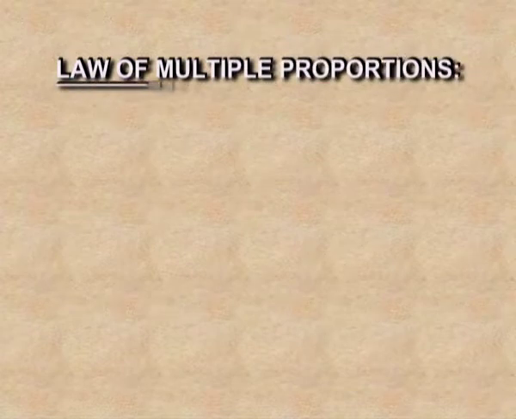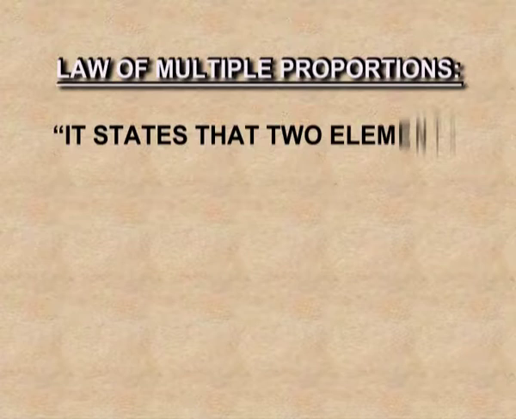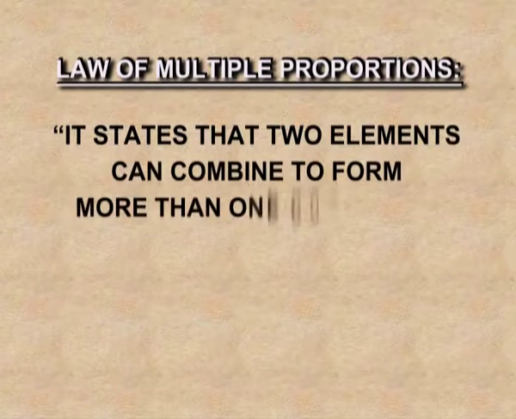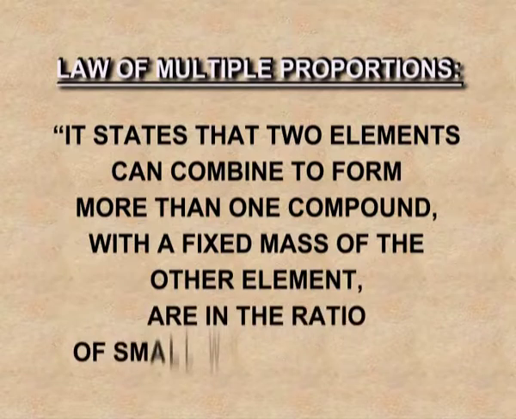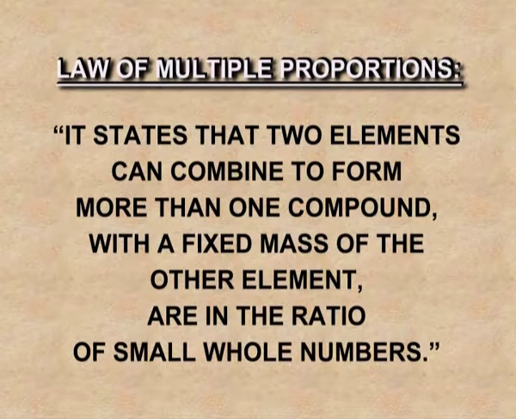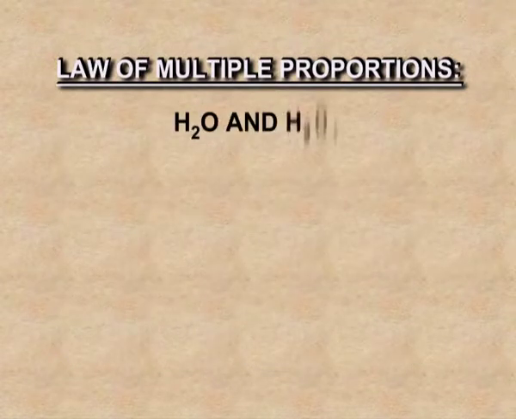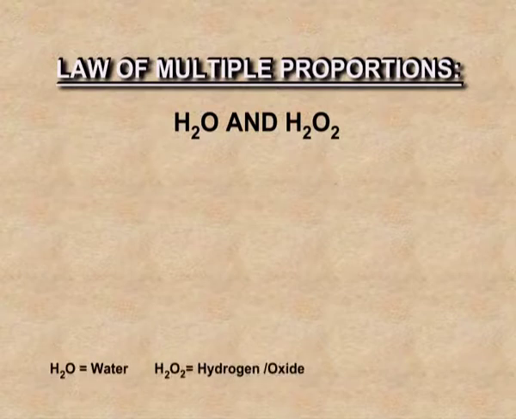The third law, the law of multiple proportions. It states that two elements can combine to form more than one compound, with a fixed mass of one element combining with masses of the other element that are in the ratio of small whole numbers. Let me take an example. Hydrogen and oxygen combine to form two compounds. One is water, that is H2O, and the other is H2O2, that is hydrogen peroxide.